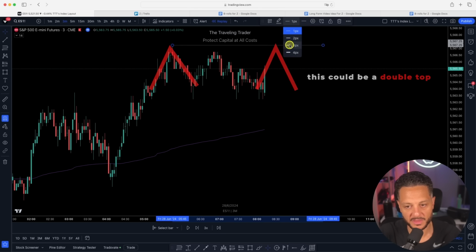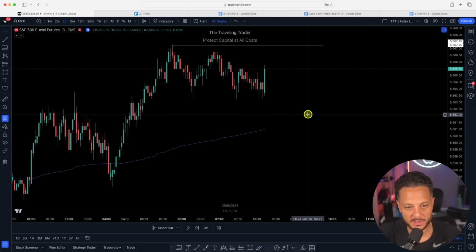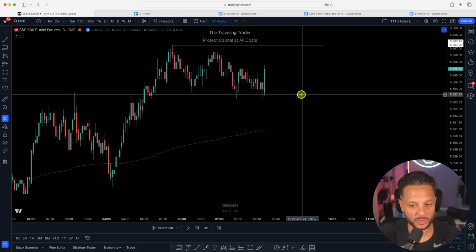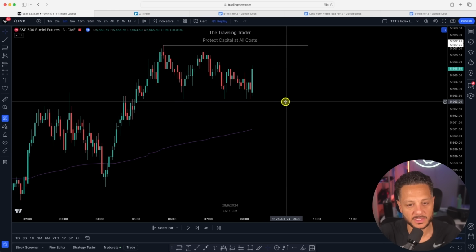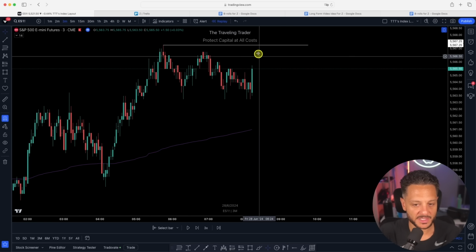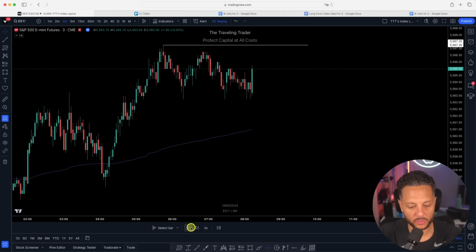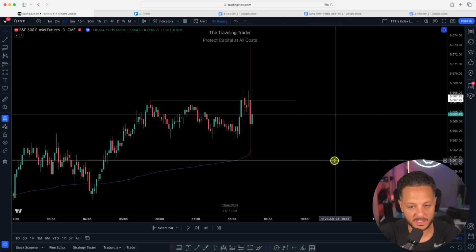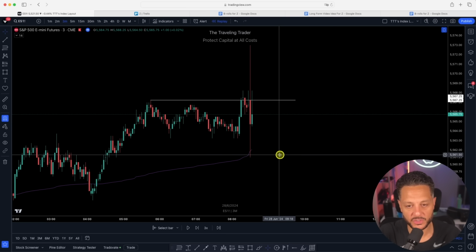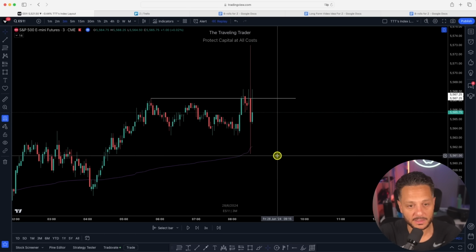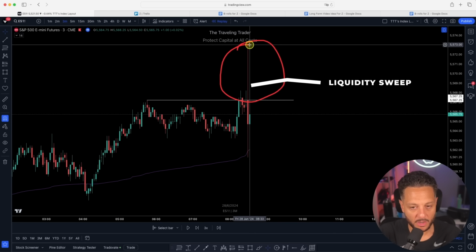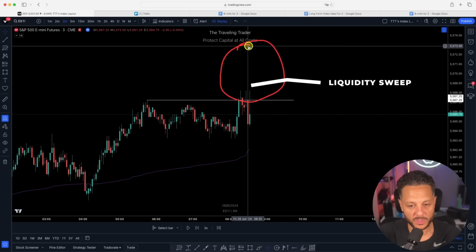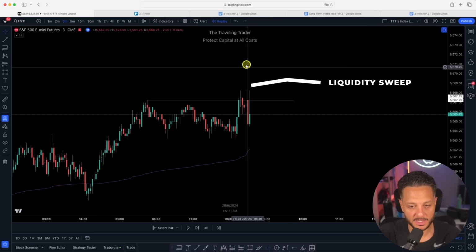Let me make this line a bit thicker because right now it's hard to see. You might think that if we get here, we'll get a double top. Now, how many times, especially those of you beginners, how many times have you tried to short this only for your stop to get hit and then for price to continue in your direction? I bet you that's happened to you a lot. This right here is what we call a liquidity sweep, right? This is the liquidity draw. This right here is the actual sweep.